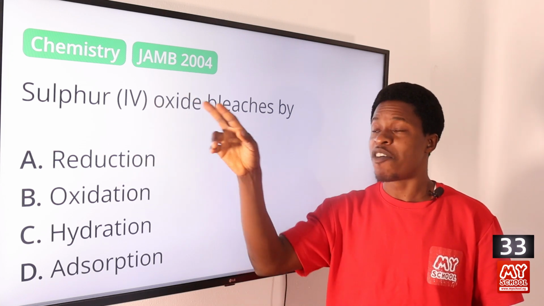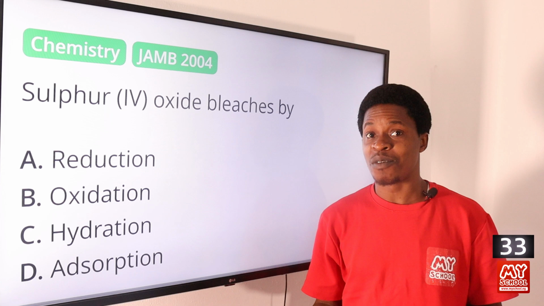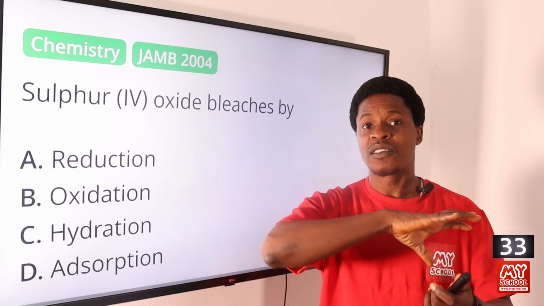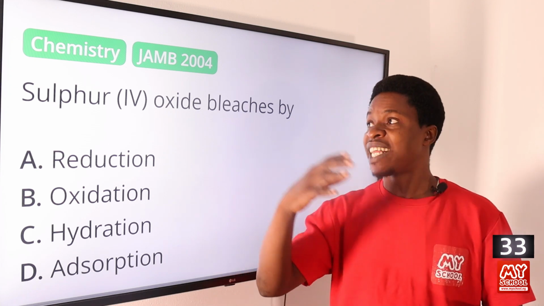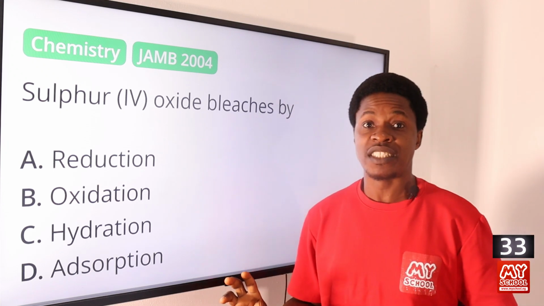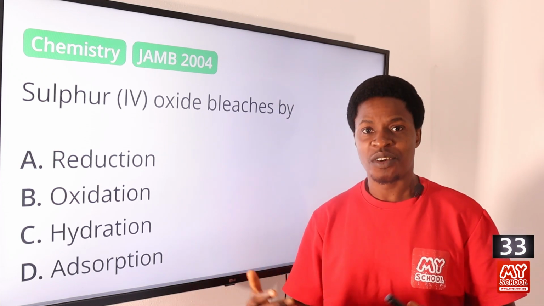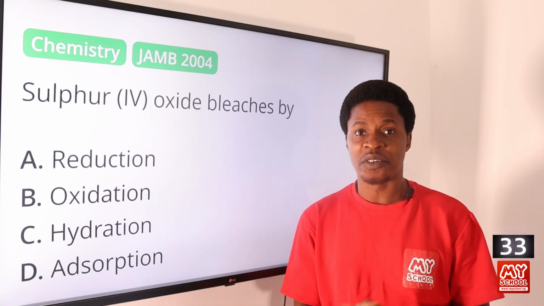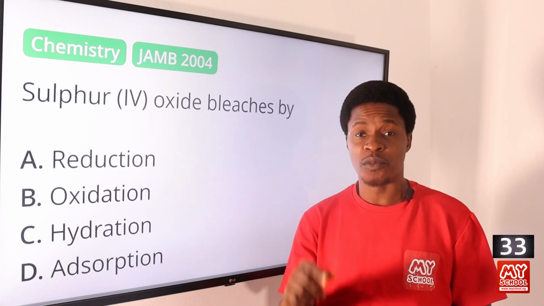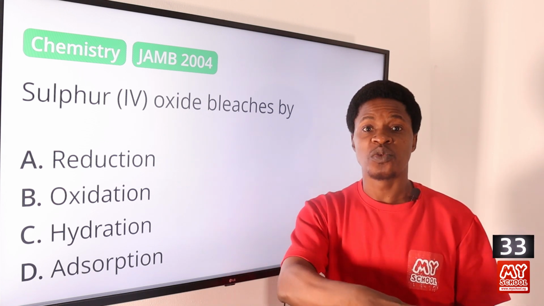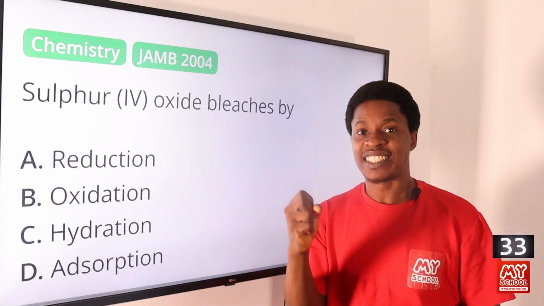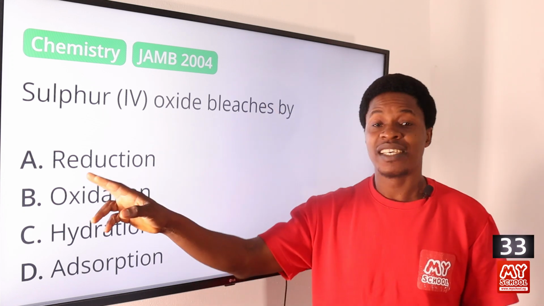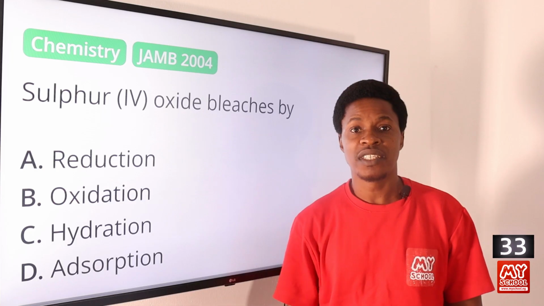That type of bleaching is temporary, it's not going to last long, because once the fabric gets in contact with air, it can reoxidize and come back to become colored again. So if you want a permanent bleaching, we recommend that you use what? Chlorine. Chlorine will react with water to form nascent oxygen. Once it forms that, it will be able to remove whatever stain is there, and that will remain permanent. So for the sake of this question, sulfur IV oxide bleaches by reduction. The correct answer is option A.